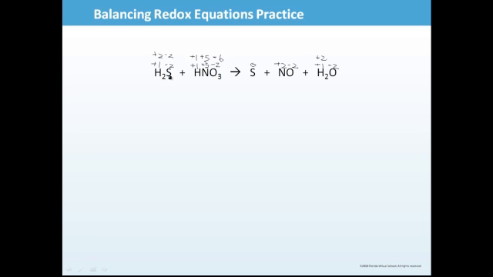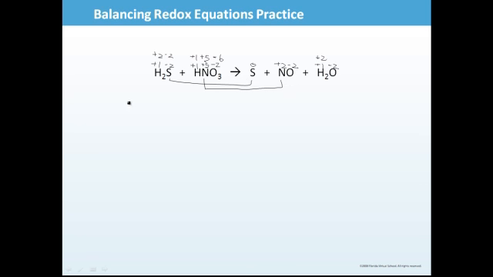All right, so to determine which ones oxidize and reduce, we have to find the ones that changed oxidation state. So sulfur goes from -2 to 0. That would be one of them. Hydrogen goes from +1 to +1, so there's no change there. Nitrogen goes from +5 to +2. So that would be the other one. That changes. Oxygen goes from -2 to -2, so no change there.